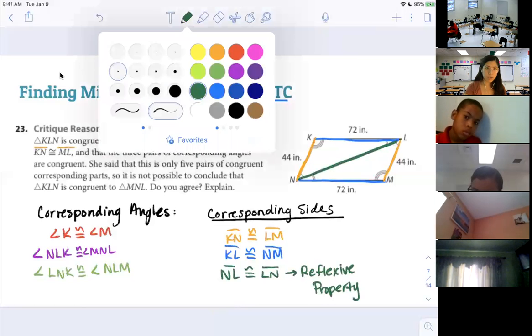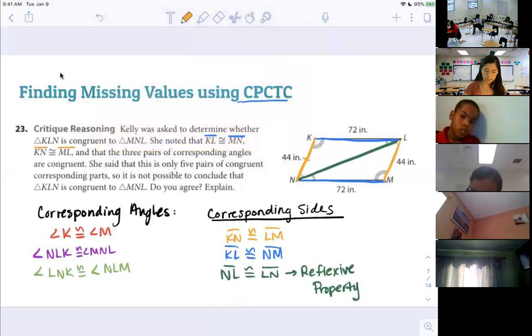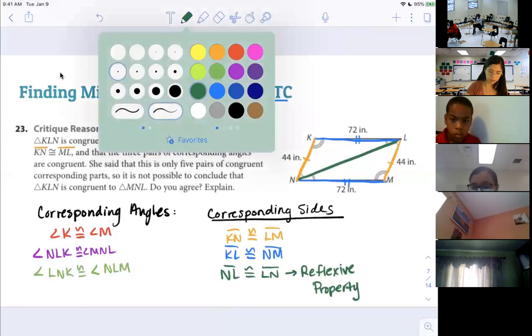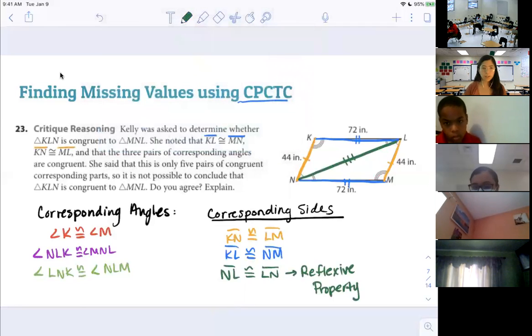So I could add little tick marks now. I'll add one tick mark for my orange. I'll add two tick marks for my blues. And then for my green, I'll put three tick marks because that is congruent to itself because it's the same side. So it's the reflexive property. Any questions about the reflexive property?